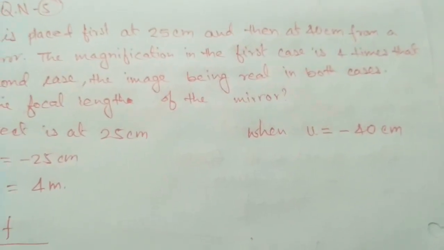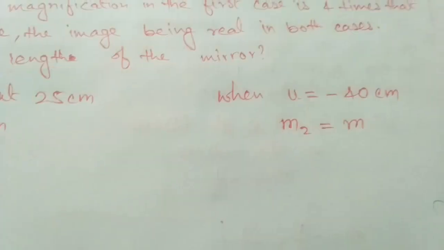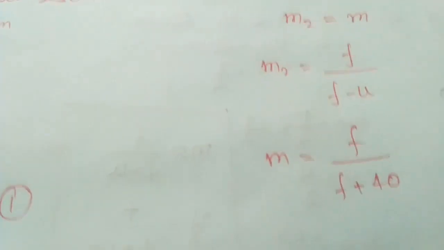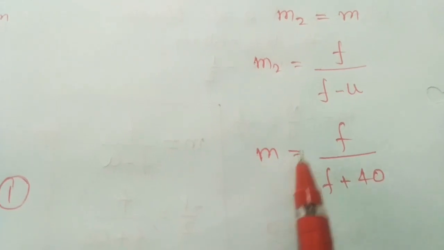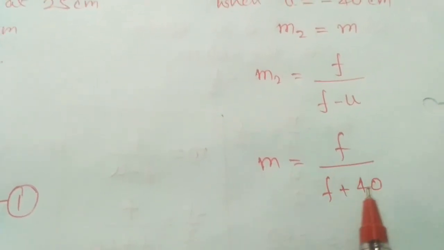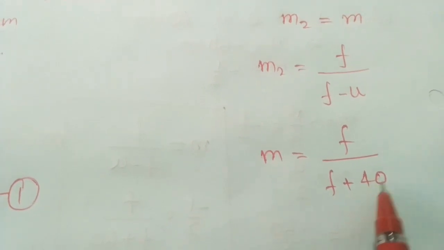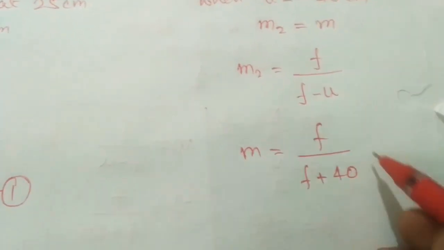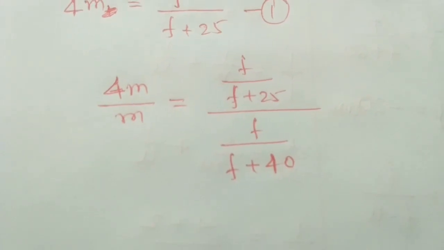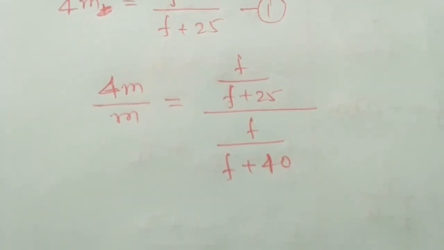Now the next part of the question, when u is equal to minus 40 centimeter, m2 is equal to m, using again the same equation. This time m is the value of m2, and f will be the same because the mirror is the same, only the position of the object is changing. So now the new position is 40. I'm making this equation 2. So I'm dividing equation 1 by equation 2. See what will happen. On dividing, you will see this m will be cancelled.